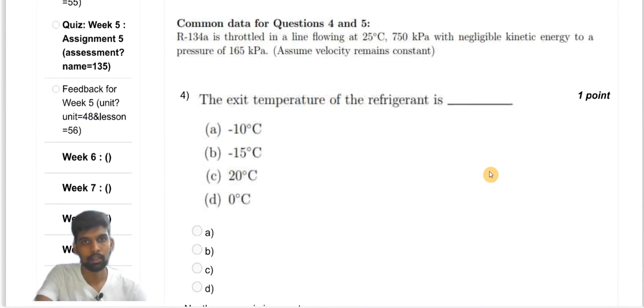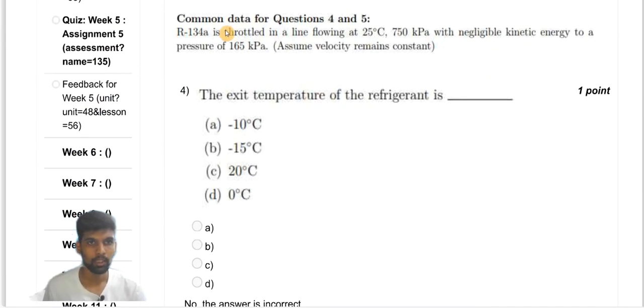R134a is throttled. So what is throttling? It is a kind of process in which the enthalpy at the initial state and the enthalpy at the final state remain the same, and we get a drop in temperature due to a drop in pressure. That's how this throttling process works.